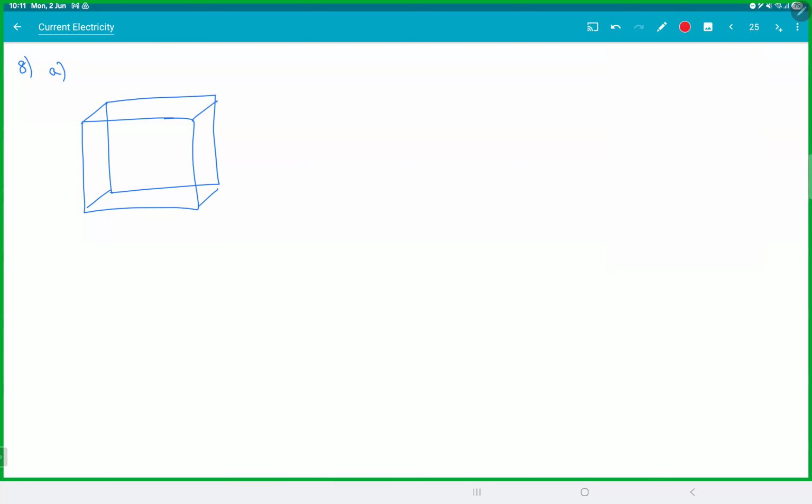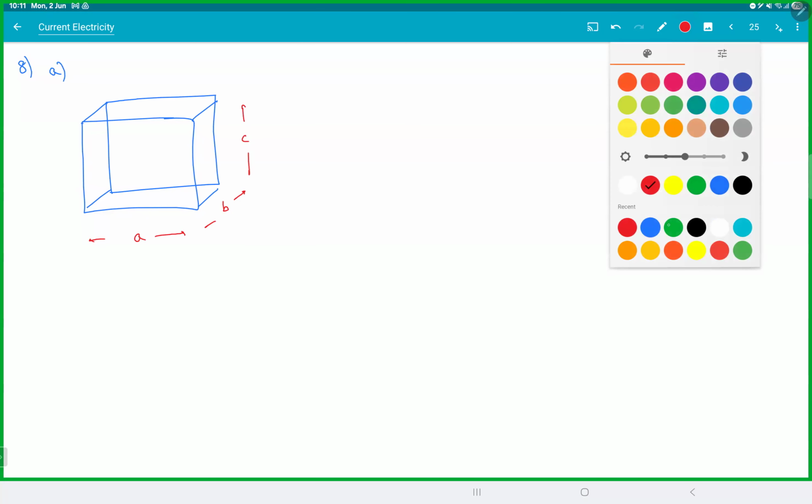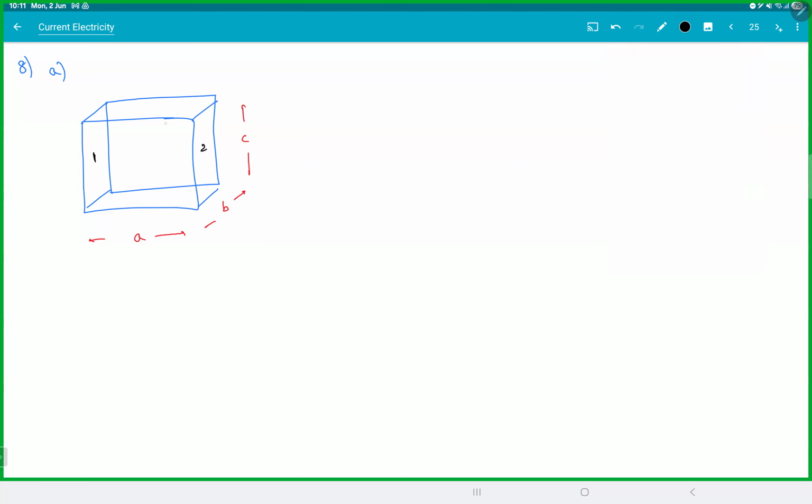We got a cuboid here. This is A. This is B. This is C. This is phase 1, phase 2, phase 3, phase 4, phase 5, and phase 6. So if the battery is connected between 1 and 2, find the resistance.